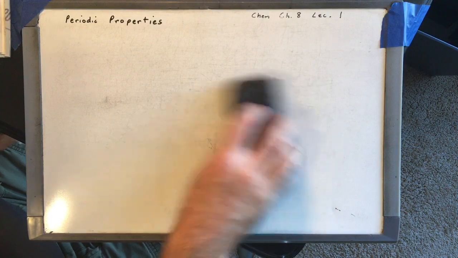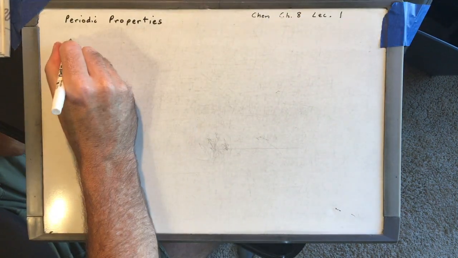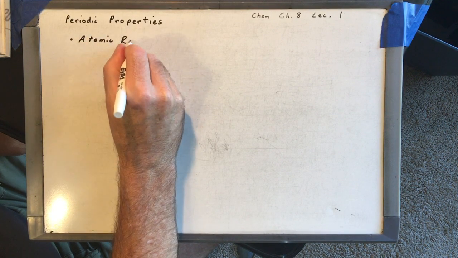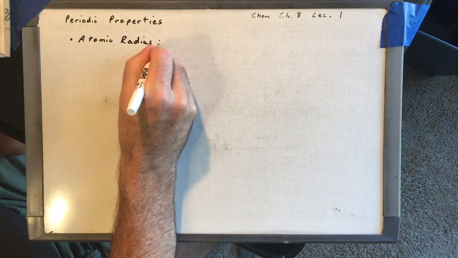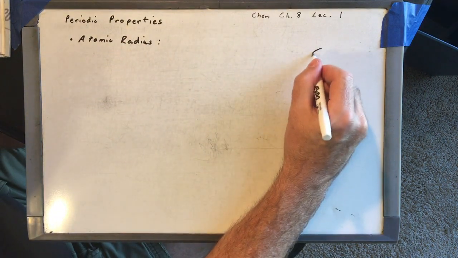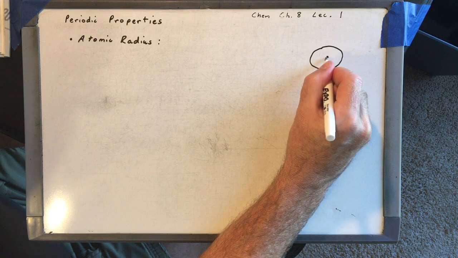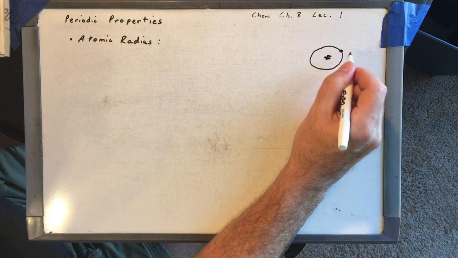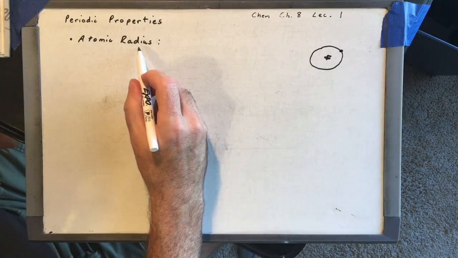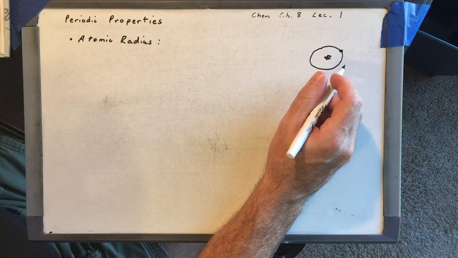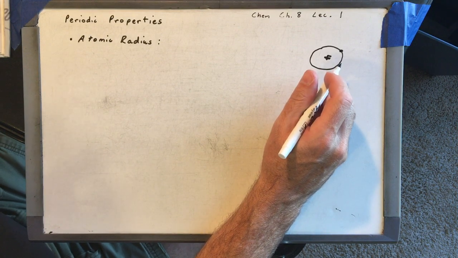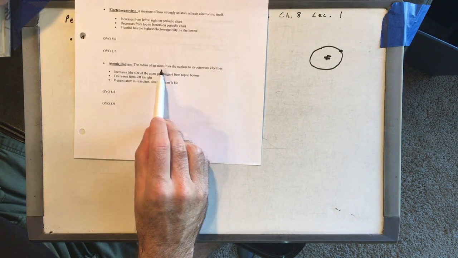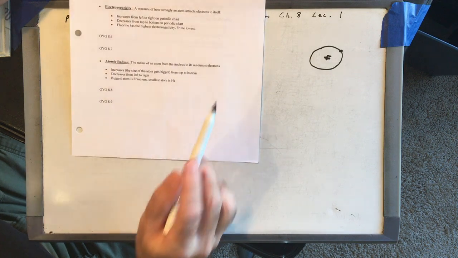Our last periodic property is atomic radius. And when you think of radius, you think of just a circle, right? So if you want to think of an atom with a nucleus and electrons orbiting, think of it as a circle. Atomic radius is just how big is the circle? Okay, physically, how big is the atom? So the official definition is the radius of an atom from nucleus to outermost electrons.